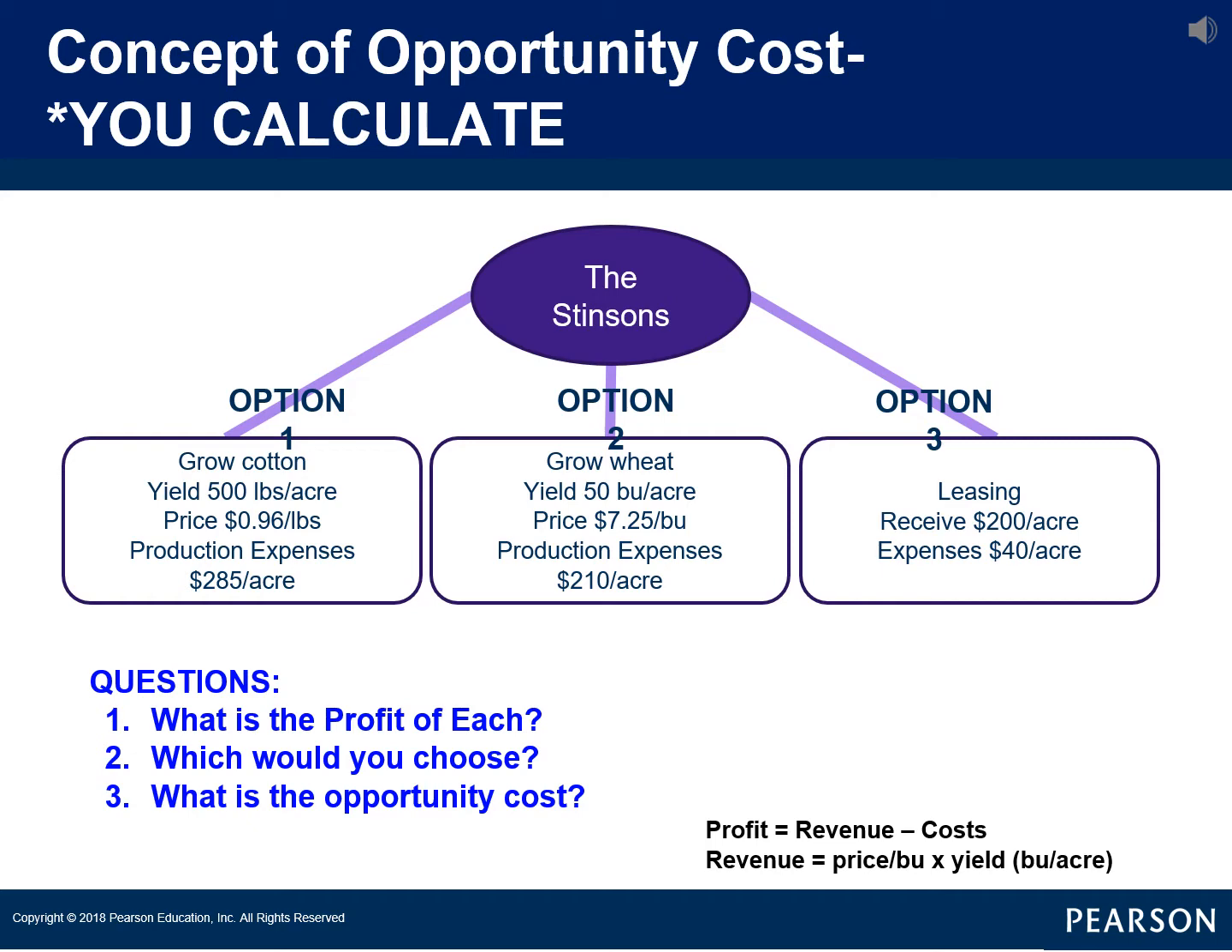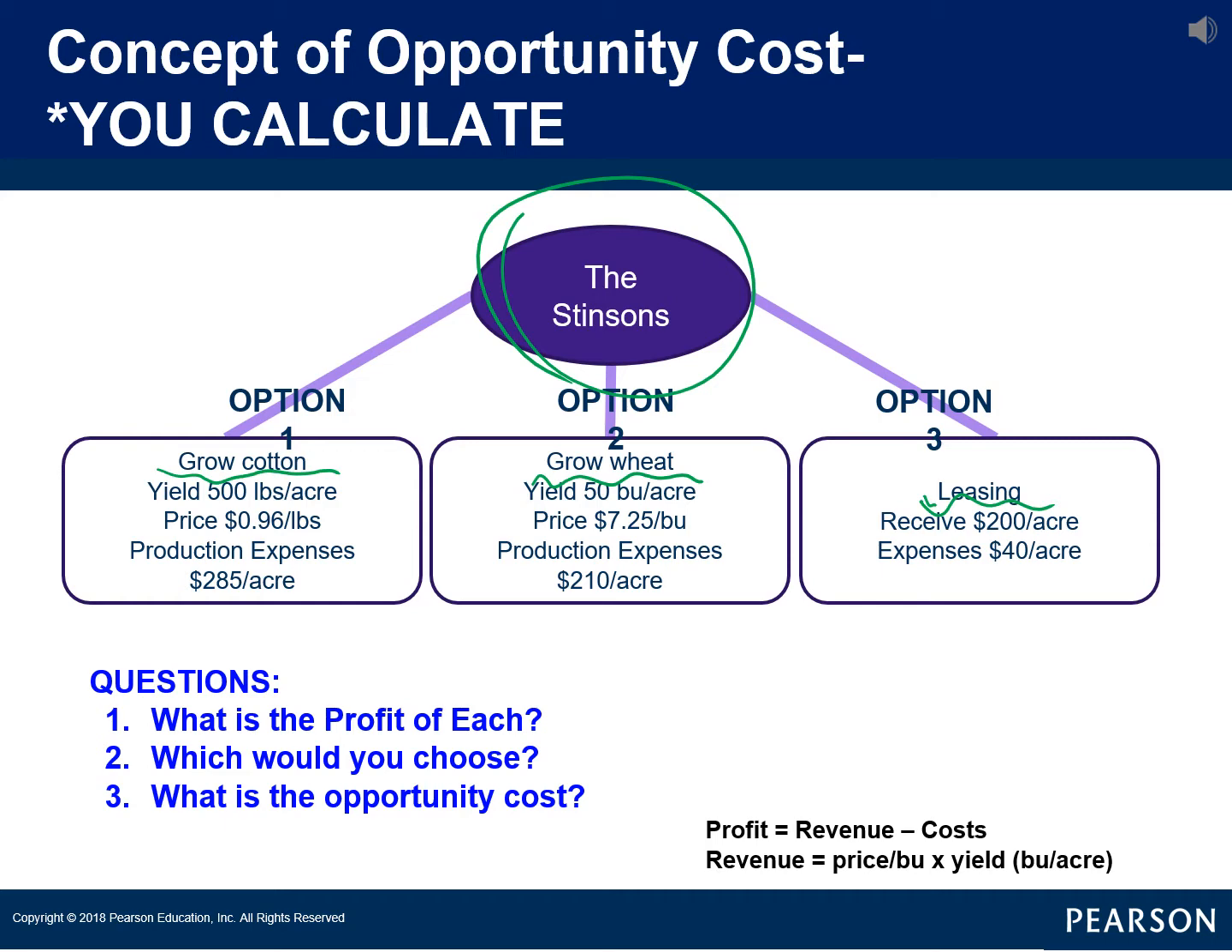So in this scenario, we have the Stinsons. This is a crop farm, or they own some land. And on this land, they have three options. First option, they could grow cotton on this land. Their second option is to grow wheat, and their third option is to just lease the land, rent it to somebody else, and see what money they can make that way.